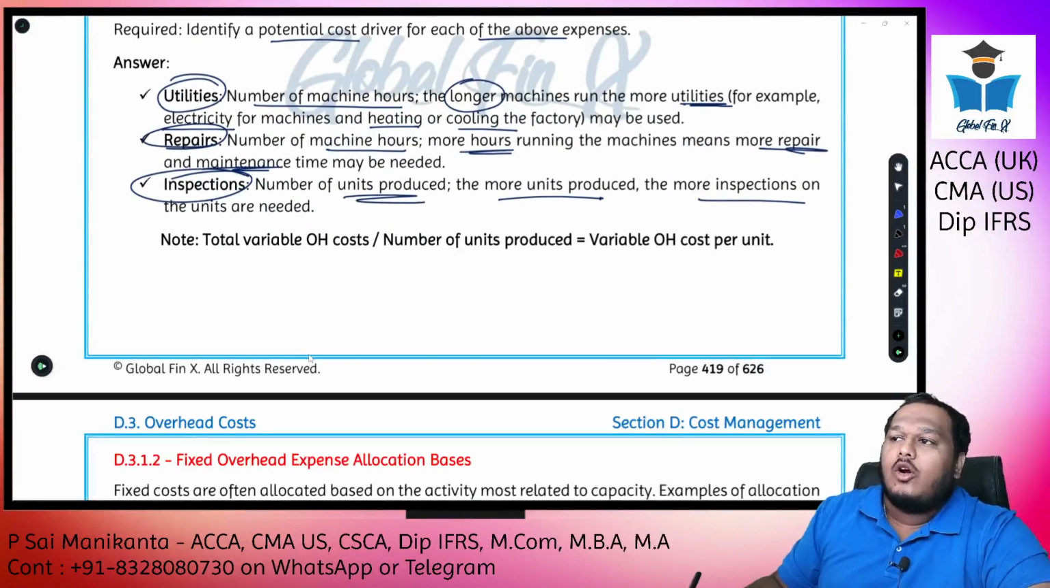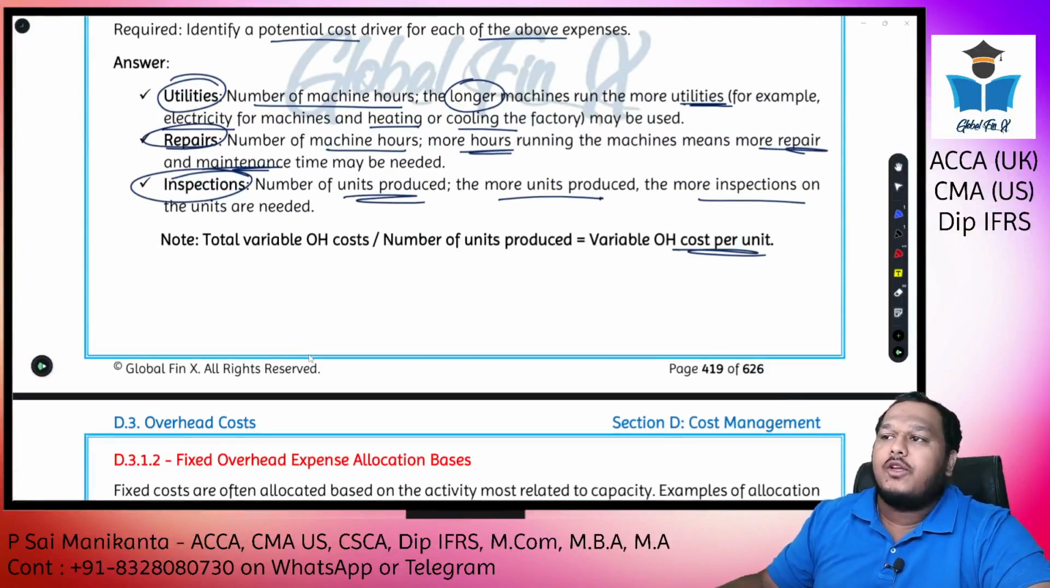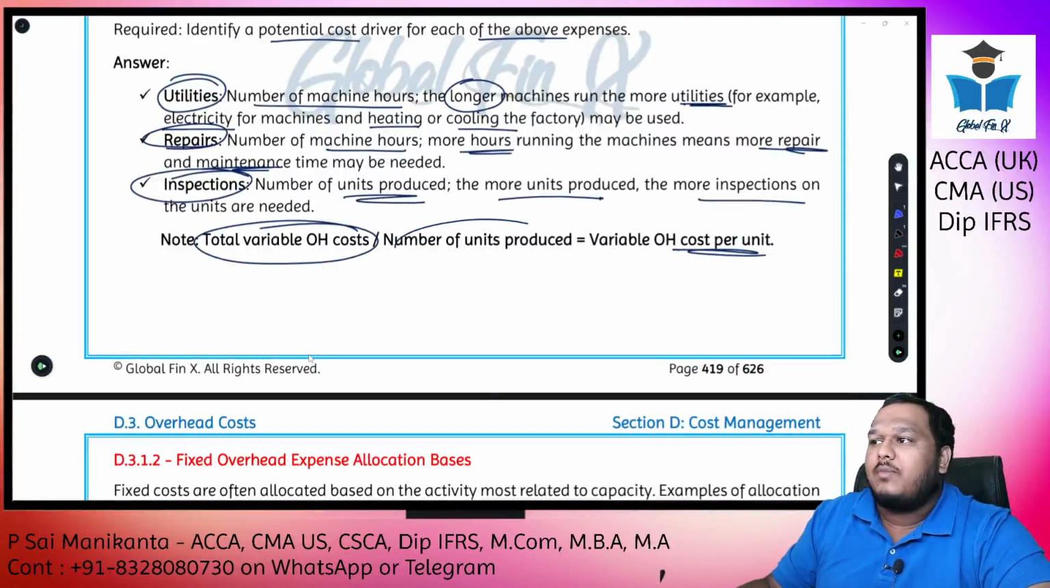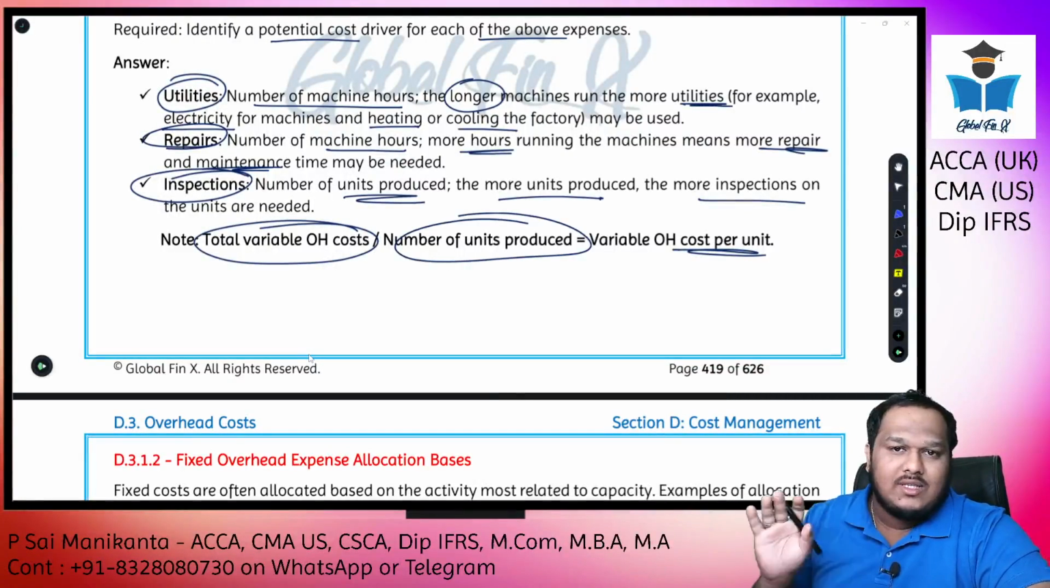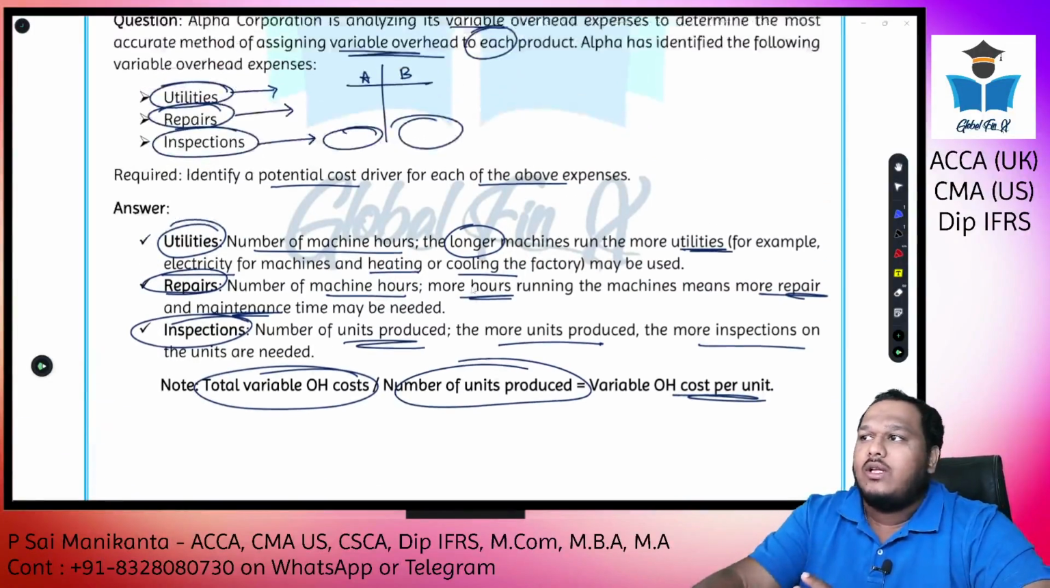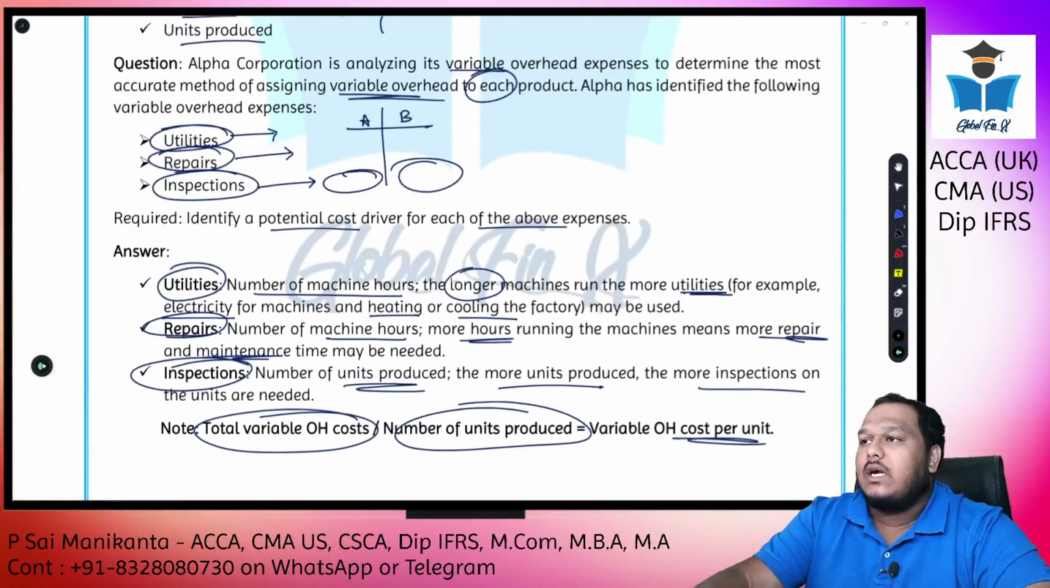So how do we calculate the variable overhead cost per unit? Total variable overhead cost divided by number of units produced. This is common sense, nothing new here. I don't think there is anything I need to explain to you in this topic.